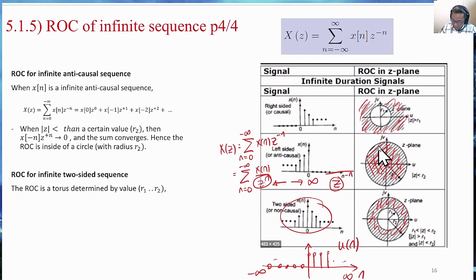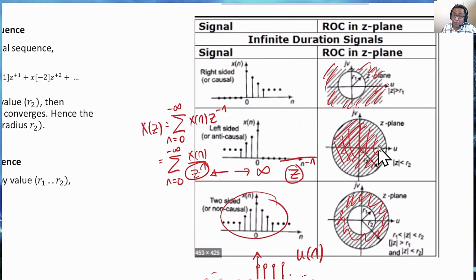So pay attention to these two slides. This is the slide showing the region of convergence for infinite sequences. On the top is for causal sequence, in the middle is for anti-causal sequence, and on the bottom is for two-sided sequence. Thank you.